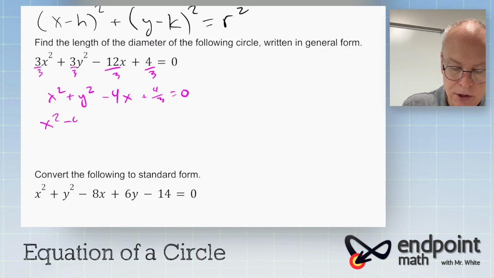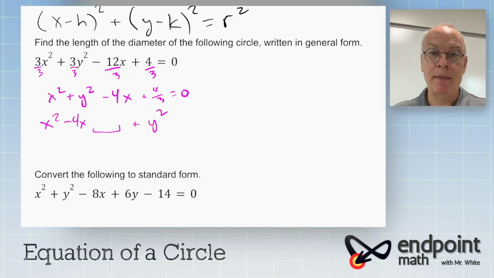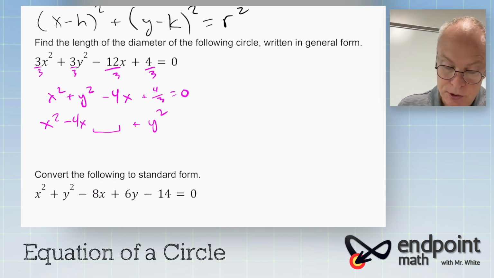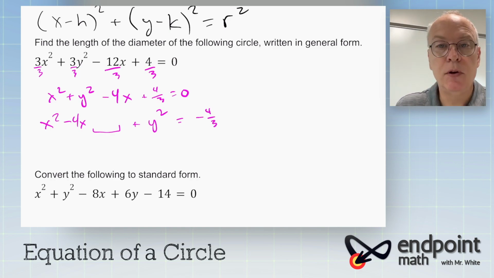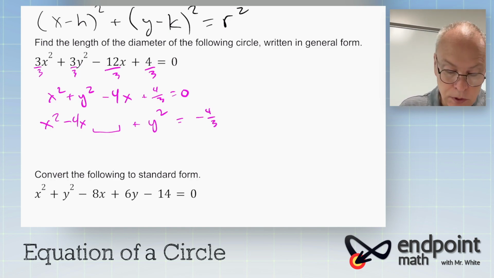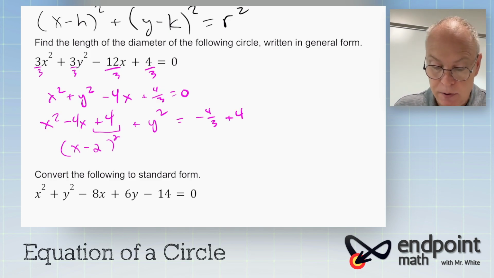x squared minus 4x, we'll leave a little space, plus y squared. It has no friends, sadly, right? The y is all by itself. That's okay. Just introvert maybe. Minus 4/3 goes to the other side. I then complete the square, x minus 2, which means I have to put a 4 up here because 2 squared is 4, which means I have to put a 4 on the other side as well.